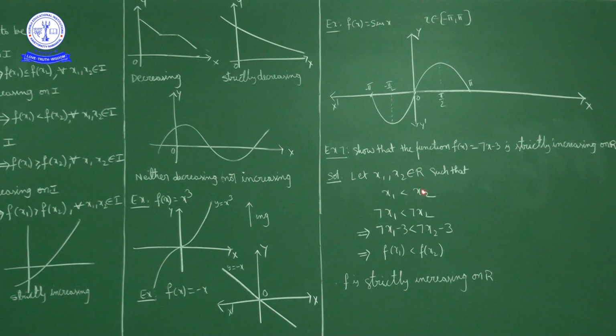Okay. Now x1 is less than x2, multiply by 7 on both sides, the inequality won't change. So 7x1 is less than 7x2. Now subtract 3 on both sides. The inequality remains the same: 7x1 minus 3 is less than 7x2 minus 3. This is nothing but f of x1, and this is nothing but f of x2, because f of x is 7x minus 3, so f of x1 is 7x1 minus 3 and f of x2 is 7x2 minus 3. So f of x1 is less than f of x2. Now we considered x1 less than x2 and proved that f of x1 is less than f of x2, meaning f is a strictly increasing function on R.